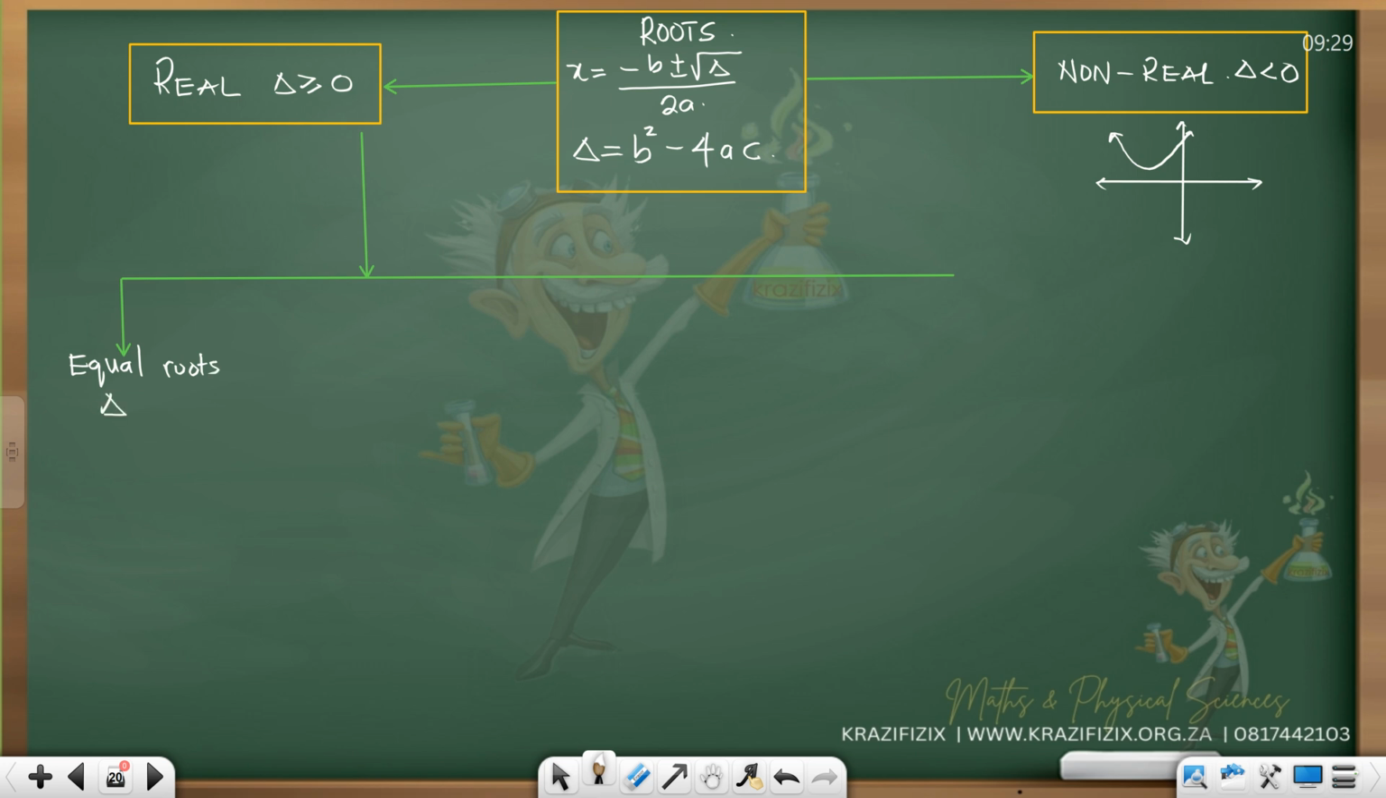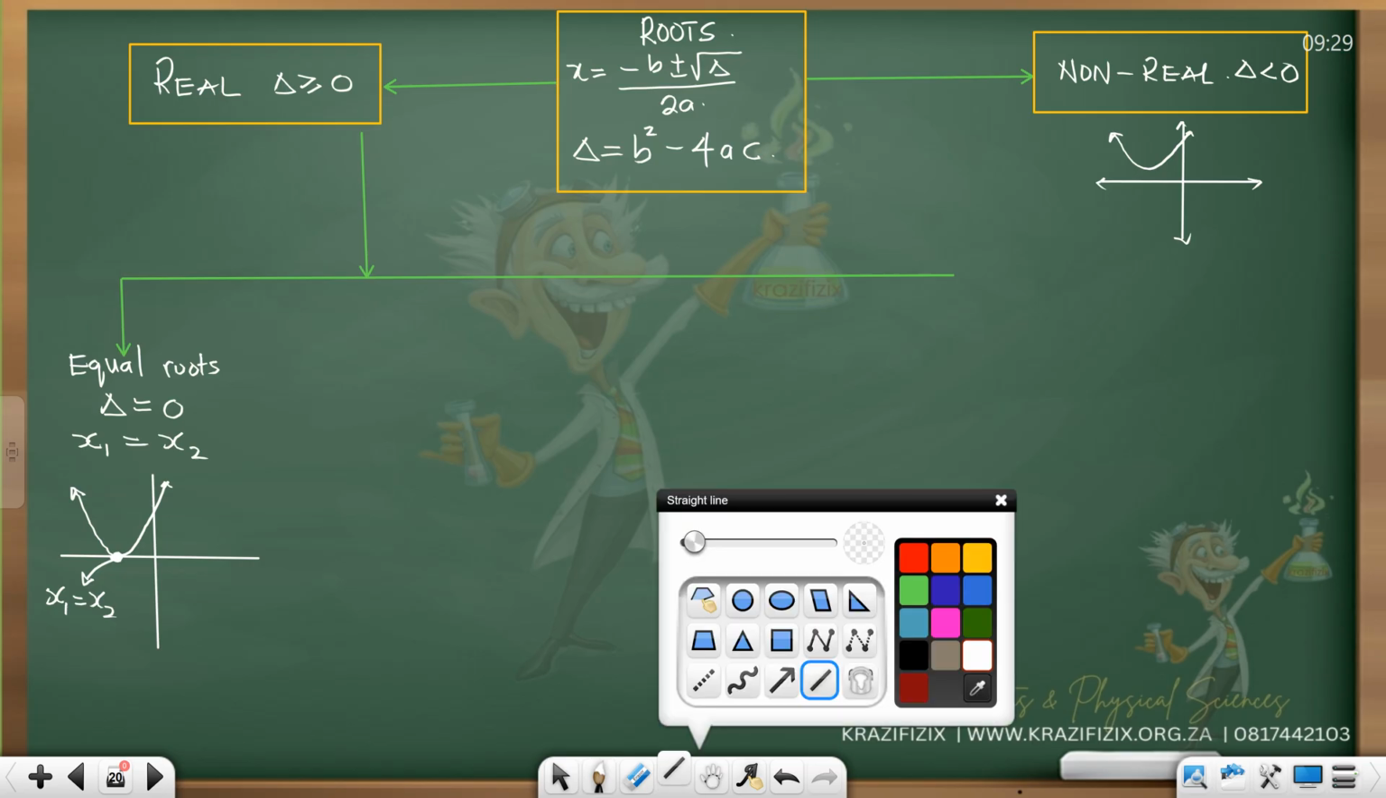For that to happen, just the word equal, my discriminant must be equal to 0. It means x1 will be equal to x2. And what will my graph look like? One point of intersection. The graph is turning there. One point. I gave you notes there already. x1 is the same as x2. That's the first one.